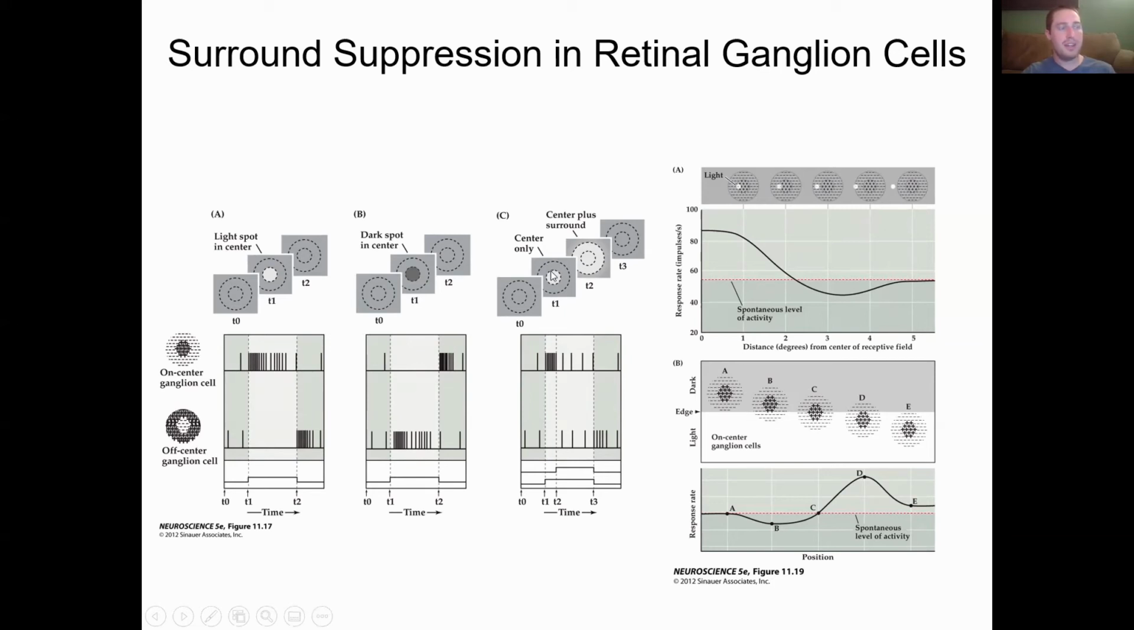But now what they've done is they first go center only, like we saw previously, and then they include more light in the surround. And what you see is the on cell decreases its spiking. It was spiking a lot, and then adding more light to the surround decreases its spiking. And the off is the opposite. It decreased its spiking a lot to the on stimulus. Now it increases. So basically, the surround undoes some of the response to the center. It suppresses that response.